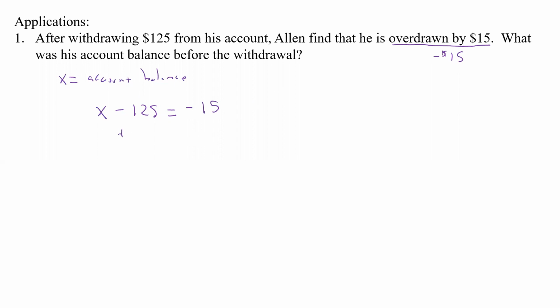Well, we know how to do that. We'll just add 125 to both sides. Now, it might be easier if you take 125 minus 15 with the larger number on top. So 5 minus 5 is 0, 2 minus 1 is 1, 1 minus 0 is 1. So X equals $110.